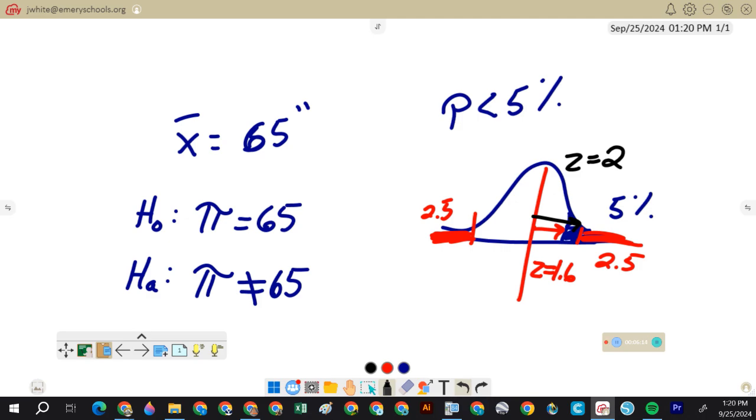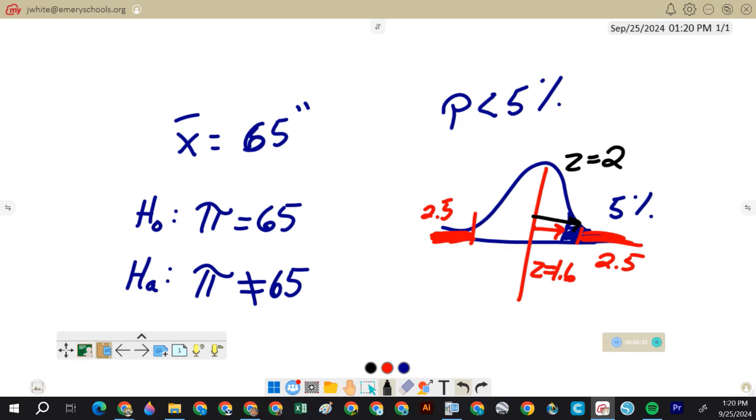If the state average on the composite ACT is a 22, and you want to know if your school is any different, would that be a one-tailed test or a two-tailed test? That's a two-tailed test.